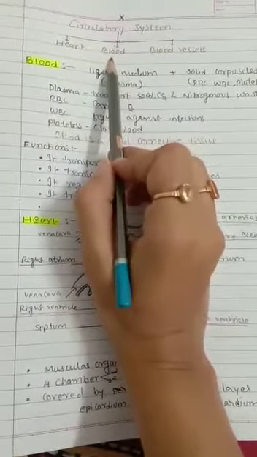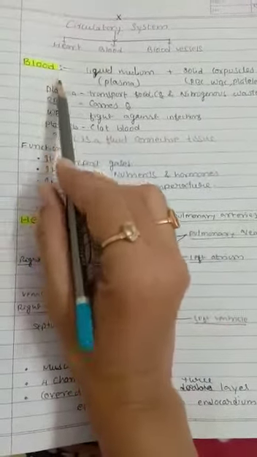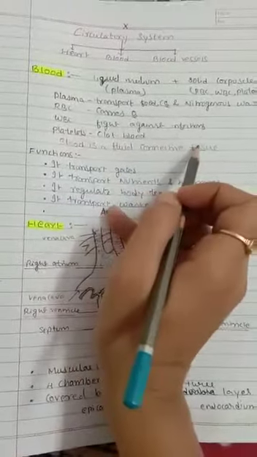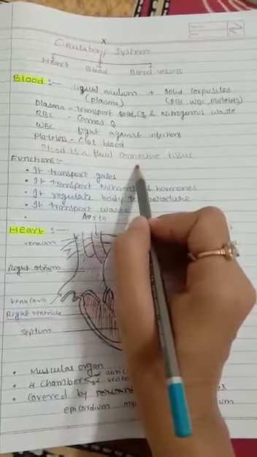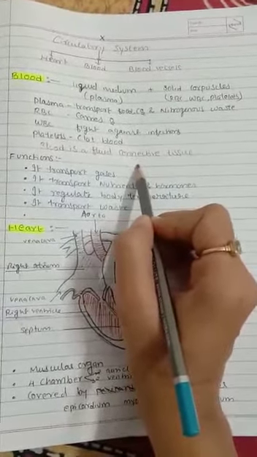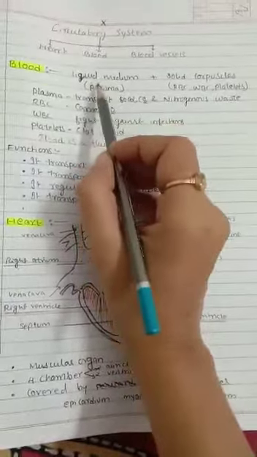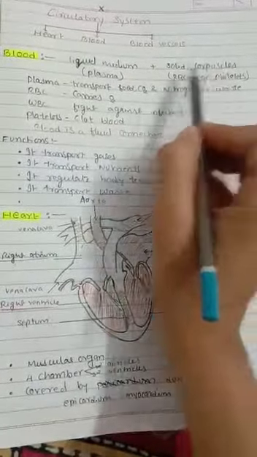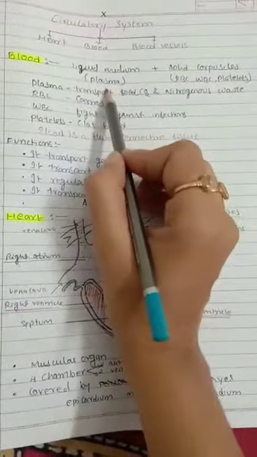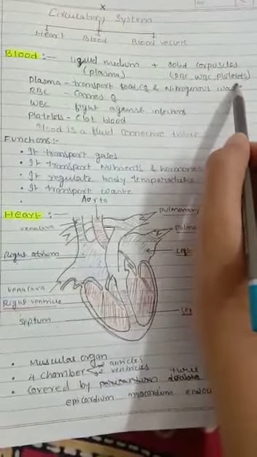The first component of the circulatory system is blood. So what is blood? Blood is a liquid connective tissue. Why is it a connective tissue? Because it is present in each and every part of our body. So now the components of the blood. Blood is made up of liquid medium and solid corpuscles. The liquid medium in the blood is plasma, whereas solid corpuscles are RBC, WBC and platelets.